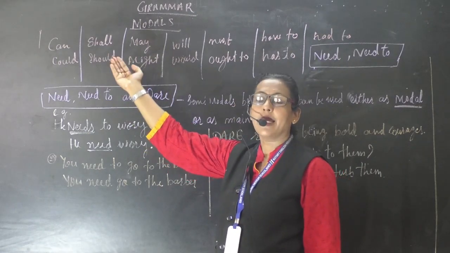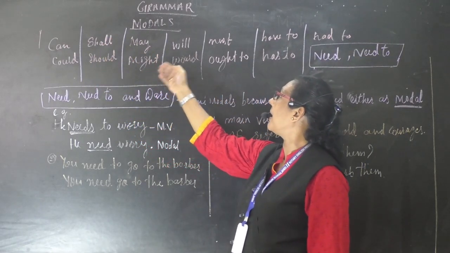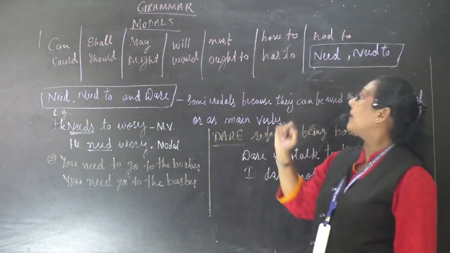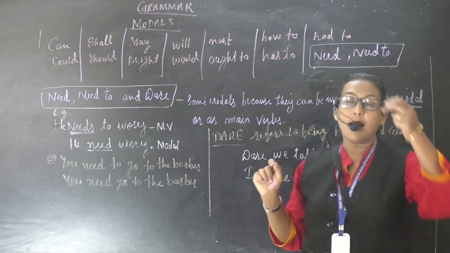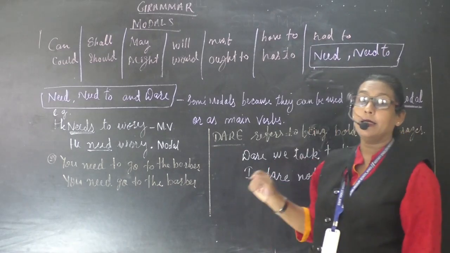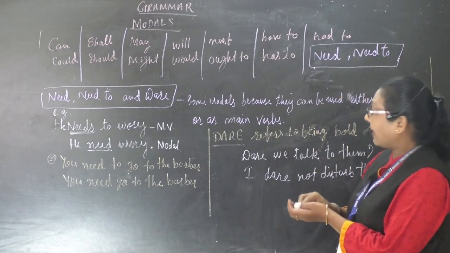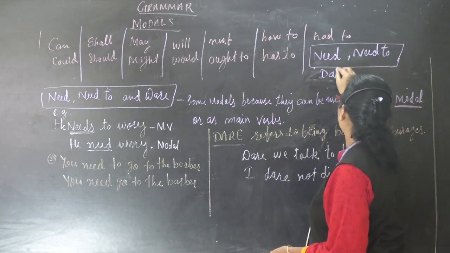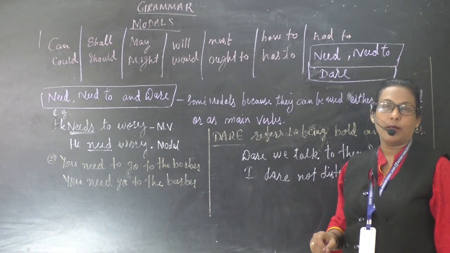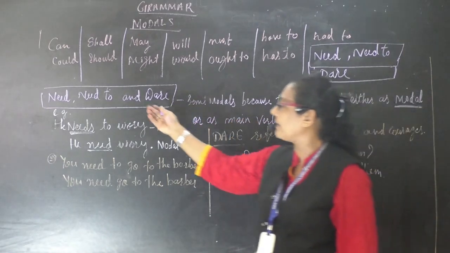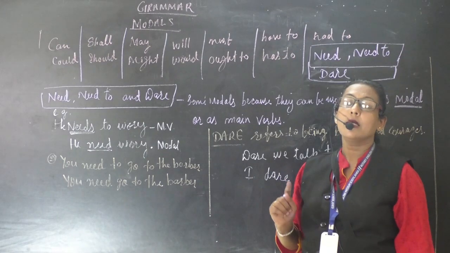Can, could; shall, should; may, might; will, would; must, ought to, have to, has to, had to. These are the modals. And there are need, need to, and one more, that is dare. We call these modals semi-modals. Here they have written need, need to, and dare. They are called semi-modals.